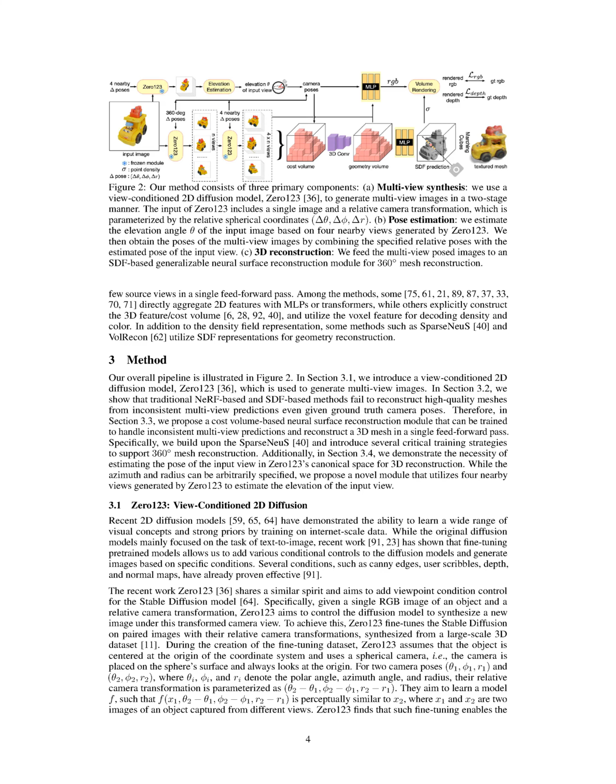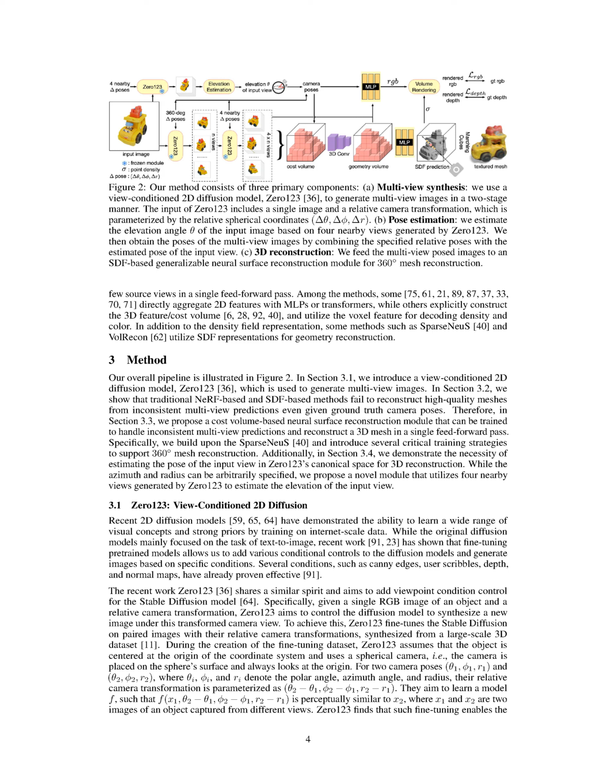Various techniques are employed among these methods. Some directly combine 2D features using multilayer perceptrons, MLPs, or transformers. Others intentionally build a 3D feature or cost volume and use the voxel feature to decode the density and color. Beyond the density field representation, methods like SparseNeuS and VolRecon implement signed distance function, SDF, representations for reconstructing geometry. Moving to our method, it can be visualized as shown in the included figure.